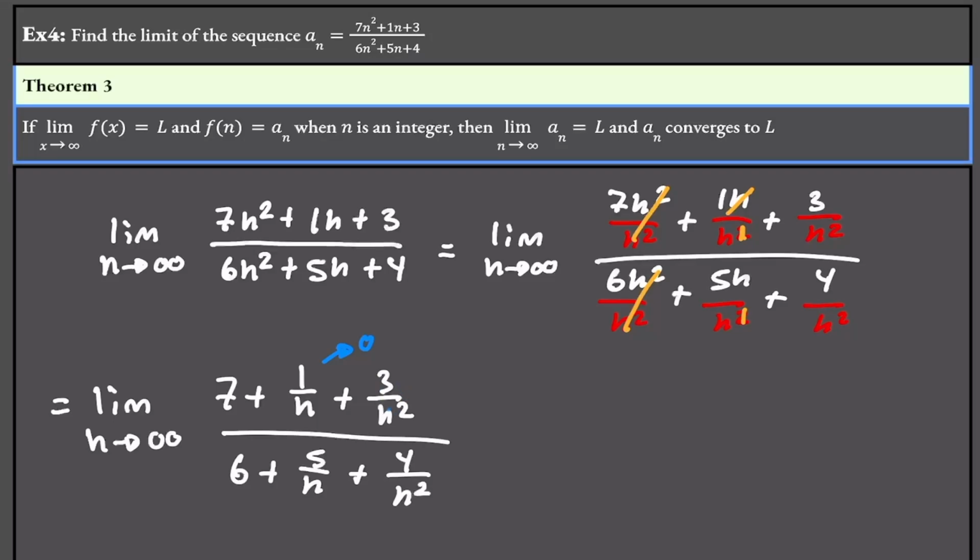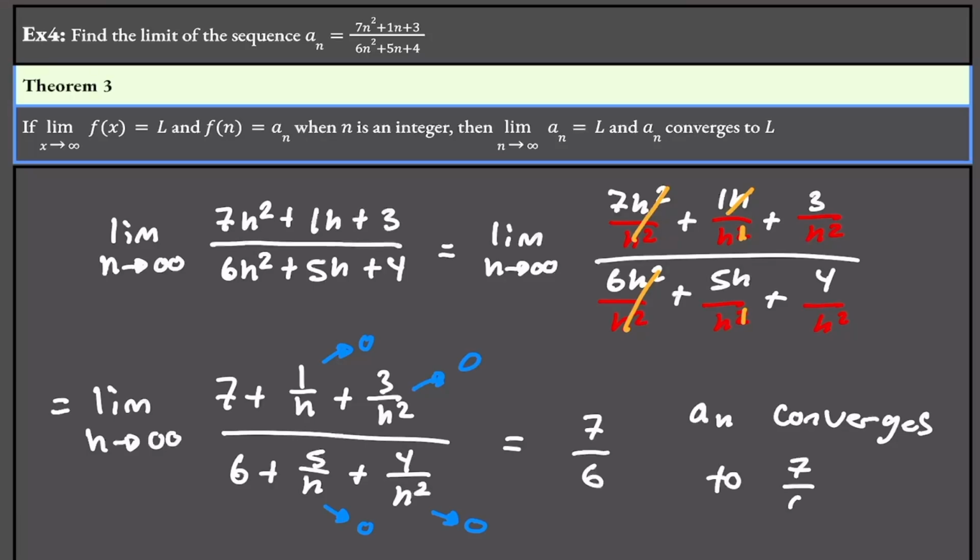3 divided by infinity to the second power is just a very large number. So 3 divided by infinity is just tending to 0. And something similar happens to 5 divided by n. 5 divided by infinity tends to 0. And 4 divided by infinity squared just tends to also 0. So what we're left with is just 7 and 6. So this is our answer. We say that a sub n converges to 7 over 6.